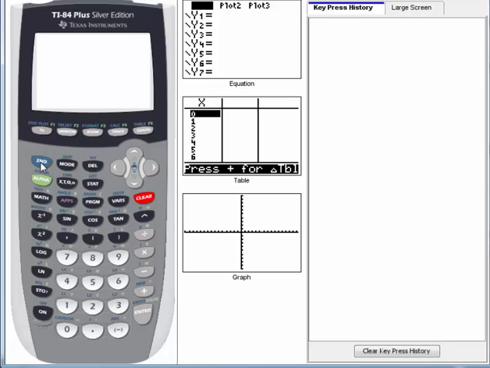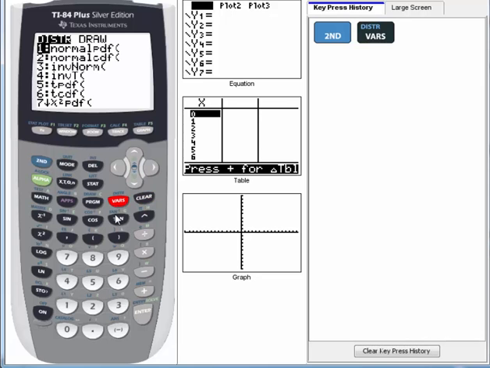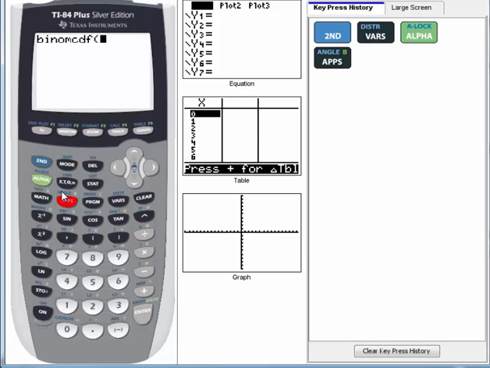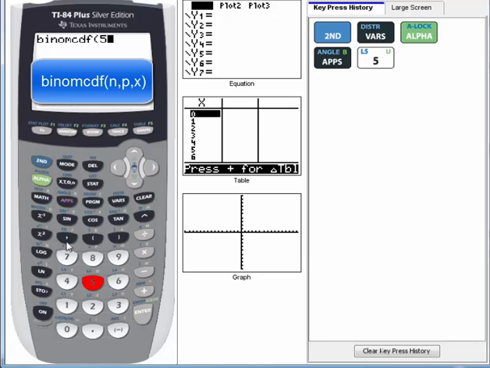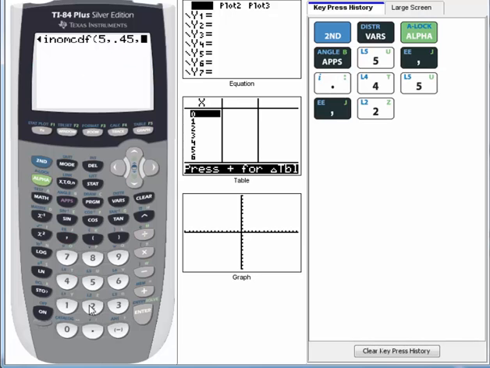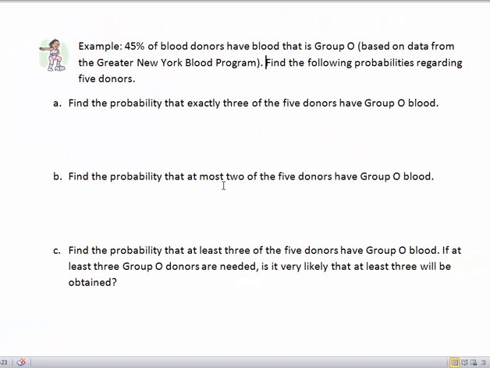So this is how it would work. We're going to go to second, distribution. Okay, this one is choice B. So I'll say alpha B, or you can arrow down if you haven't remembered which one it is. Okay, the syntax is still n, p, x. So we're going to do 5, comma, 0.45. And I'm going to put in 2 because I only want it to add probabilities from 0 to 2. And hit enter. Okay, and so we get 0.5931 is the probability of having at most 2 have group O blood.